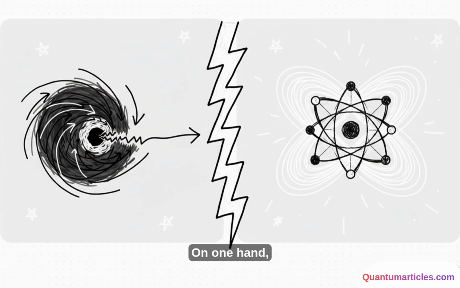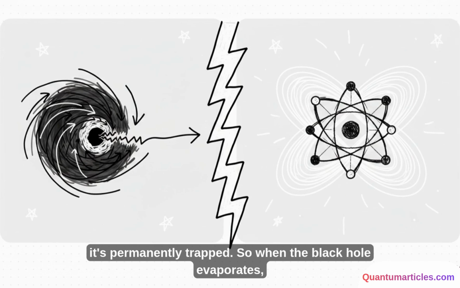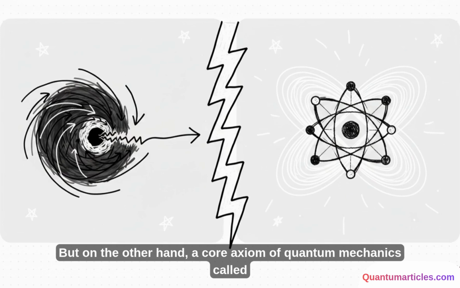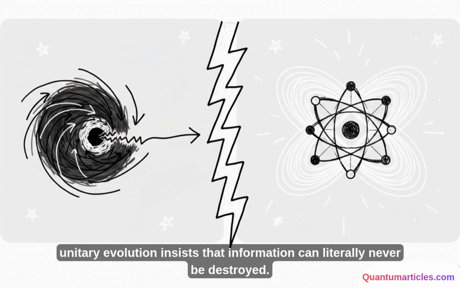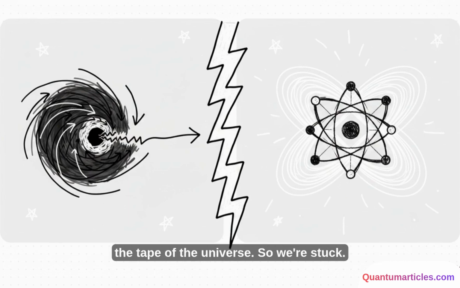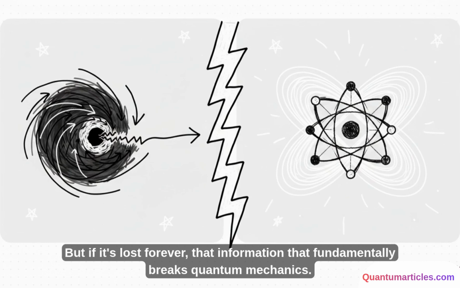On one hand, general relativity tells us that once something crosses the event horizon, it's permanently trapped. So when the black hole evaporates, that information is utterly and permanently destroyed. But on the other hand, a core axiom of quantum mechanics, called unitary evolution, insists that information can literally never be destroyed. It has to be preserved so you can always mathematically rewind the tape of the universe. So we're stuck. If information actually escapes, it breaks our entire understanding of gravity. But if it's lost forever, that fundamentally breaks quantum mechanics.